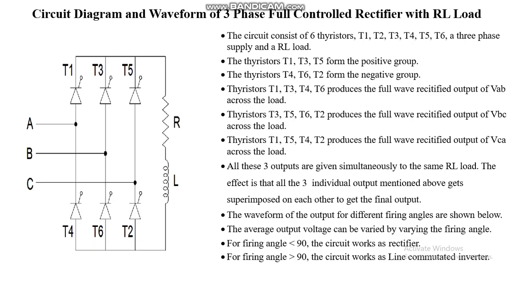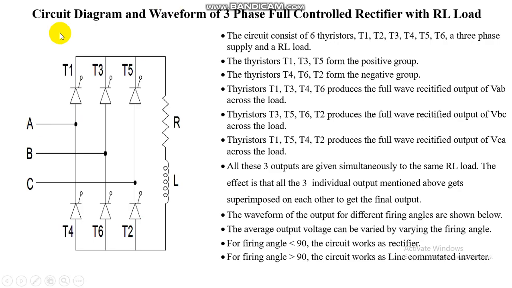This is the circuit diagram and waveforms for the 3-phase full control rectifier with the RL load. This is the RL load. Full control rectifier means there are 6 thyristors we are going to use in the configuration. There are 3 phases A, B, C. You can call them R, Y, B also.